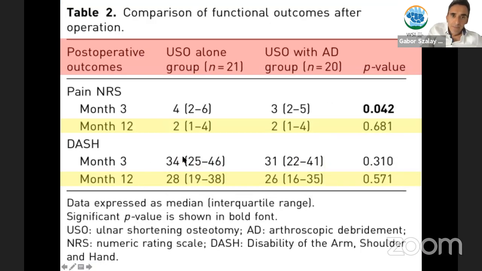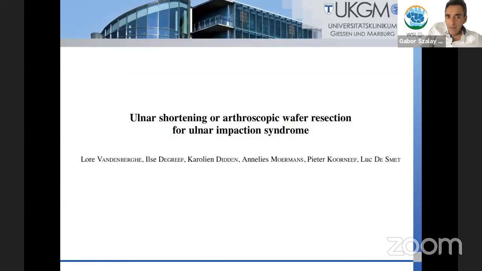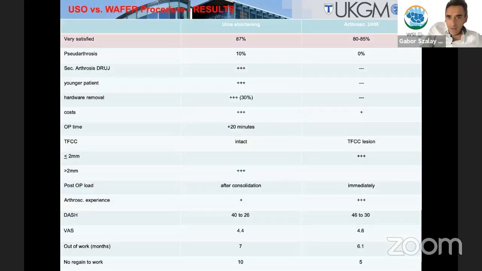The same is here, the comparison after 3 and 12 months, ulnar shortening osteotomy alone or ulnar shortening osteotomy with arthroscopic debridement after 12 months, nearly the same results. So ulnar shortening or arthroscopic wafer resection, what should we do? More than 80% are very satisfied whether you do the ulnar shortening or the arthroscopic ulnar head resection. The pseudarthrosis rate is in all the studies around about 10%, 0% in the ulnar head resection.